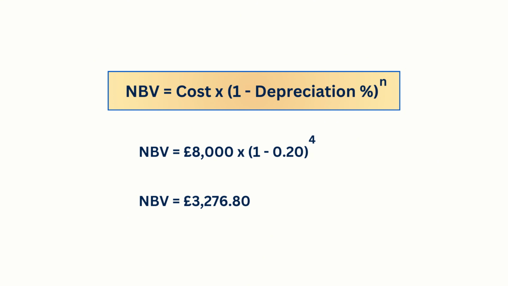In our machinery example, the cost is £8,000 and the depreciation rate is 20%. The asset is depreciated for 4 years. So we substitute into the formula. NBV equals £8,000 multiplied by 1 minus 0.2 raised to the power of 4 because the depreciation is applied for 4 years. Net book value is £3,276.80. This figure matches the net book value we calculated year by year. When rounded to the nearest pound, this becomes £3,277, which is what we used in the accounts.